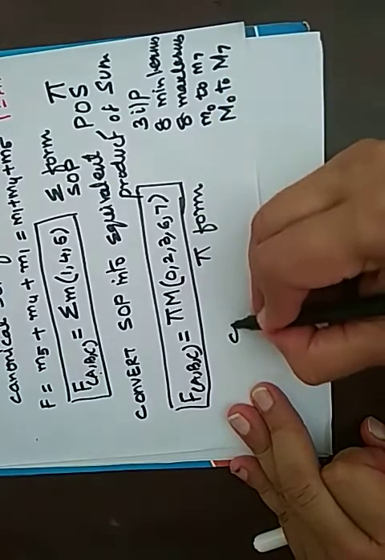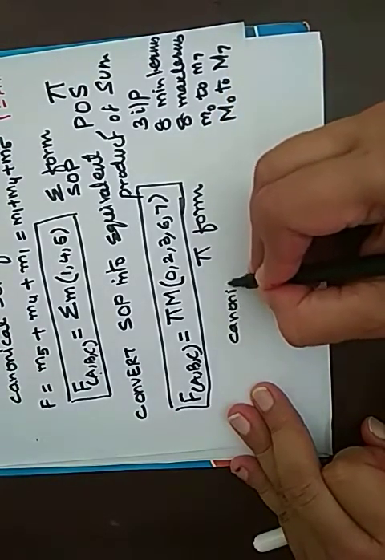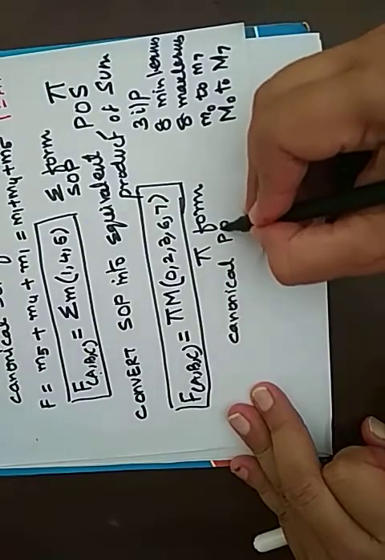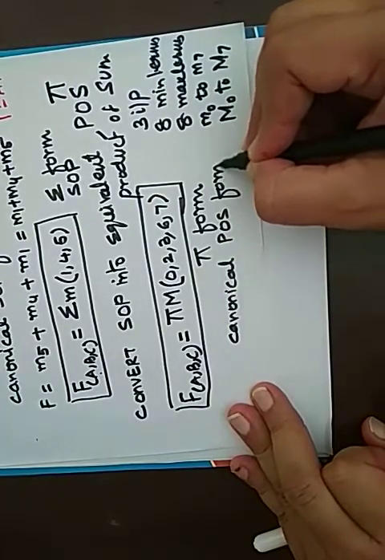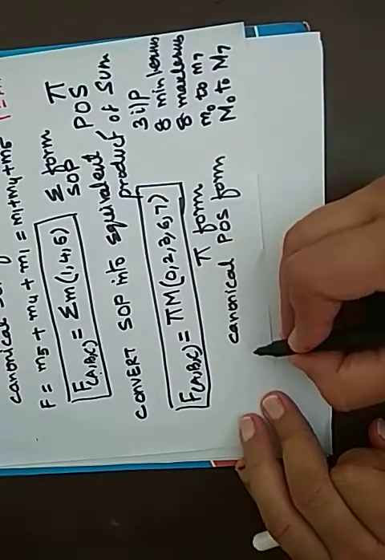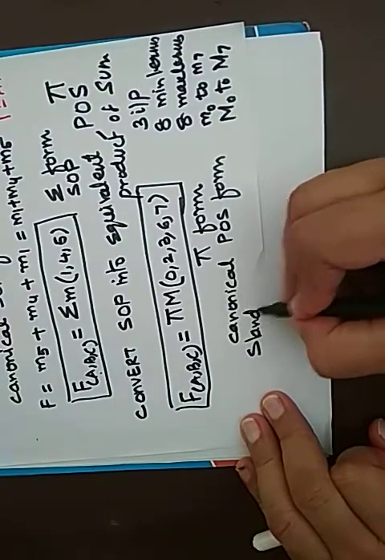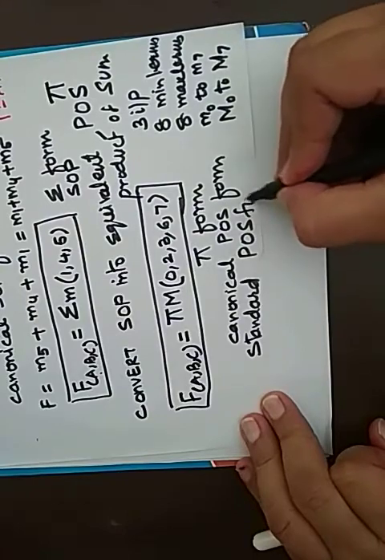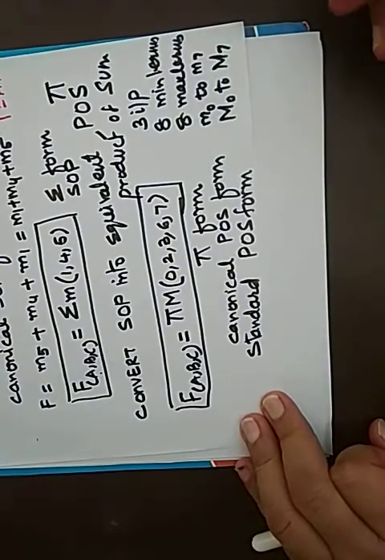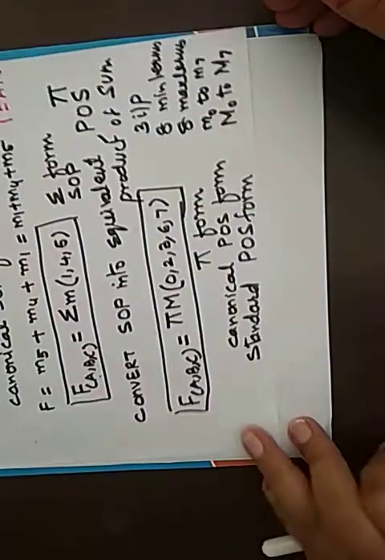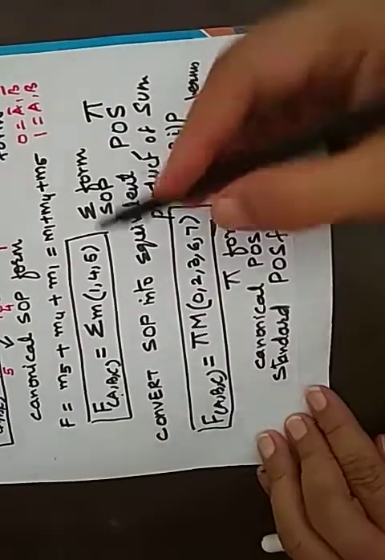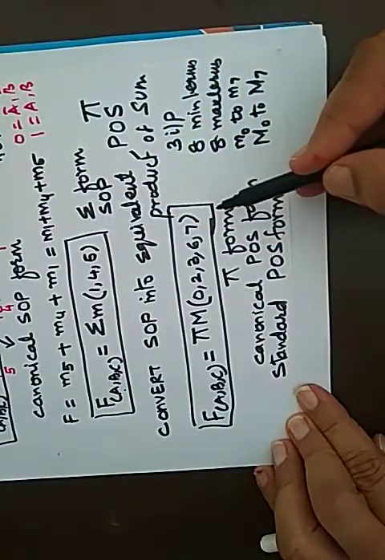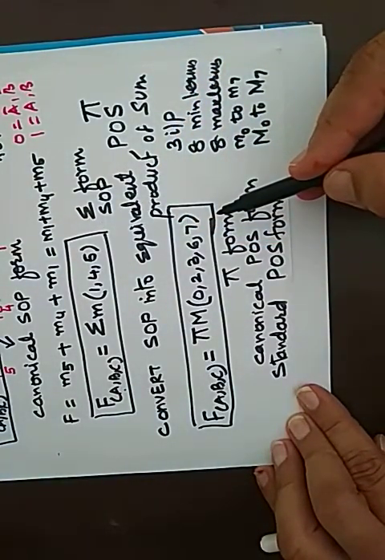The pi is nothing but the canonical POS form, or we may say it is the standard POS form. So we saw that a sigma function can be converted into its equivalent pi.